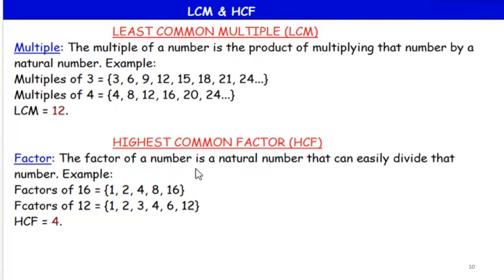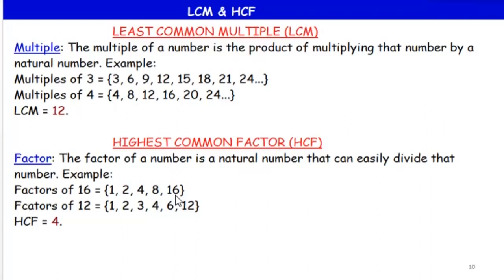Right? So a factor is simply a natural number that can easily divide a given number without any remainder. Alright, so let's look at some examples here. Factors of 16. If I ask you to list the factors of 16, you are going to confidently say that the factors of 16 are 1, 2, 4, 8, and 16.